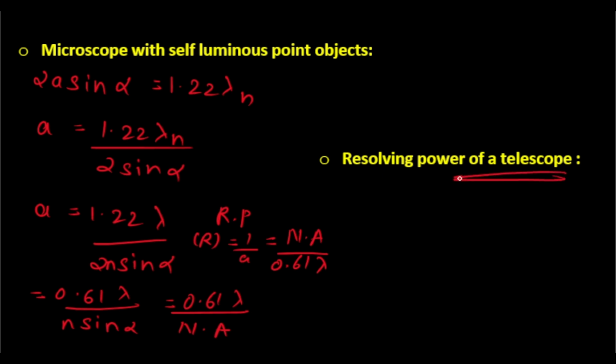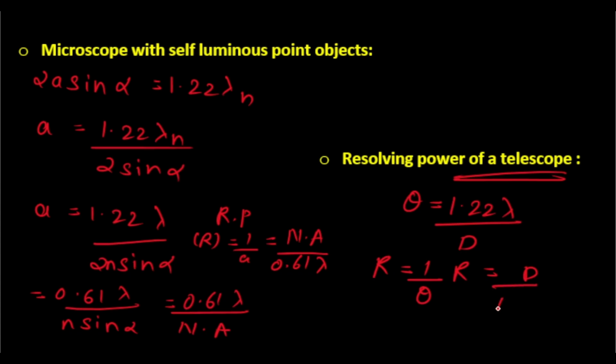Resolving power of a telescope. Theta is equal to 1.22 lambda divided by D. R is equal to 1 by theta, which is D divided by 1.22 lambda. So by this, we have completed this chapter as well.